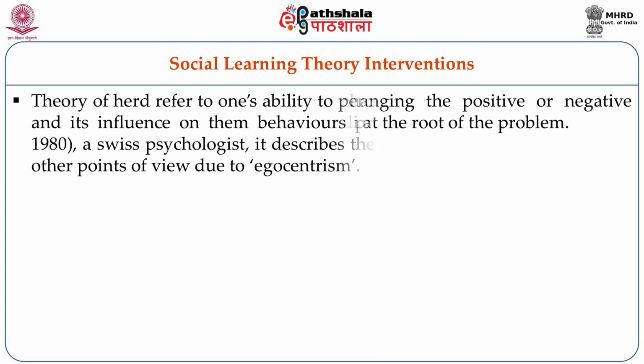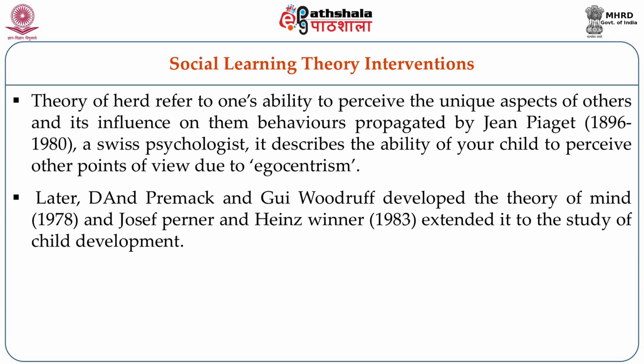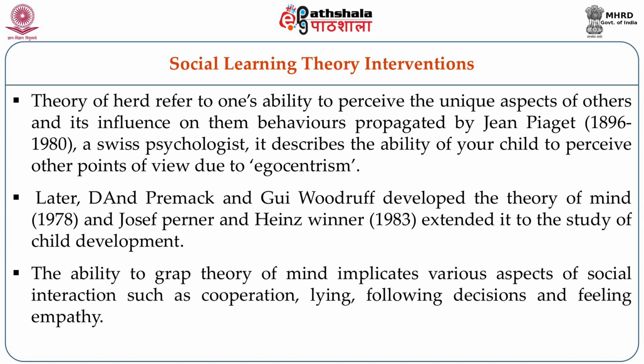Beginning with Jean Piaget, a Swiss psychologist who described the ability of a child to perceive others' point of view due to egocentrism. This was later developed as the theory of mind by David Premack and Woodruff and Heinz Wimmer in 1983, who extended it to the study of child development. The ability to grasp the theory of mind implies various aspects of social interaction of children such as cooperation, lying, following decisions, and feeling empathy for the other.